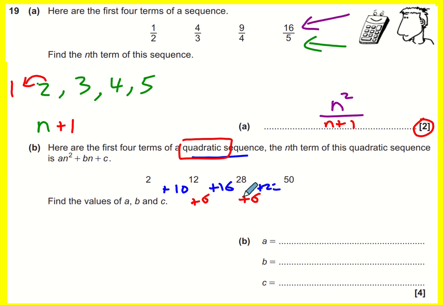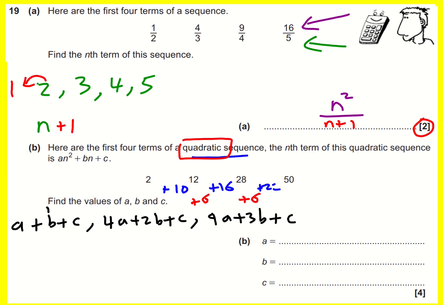We're going to use this information because now we are going to write down the sequence in terms of a, b, and c. So when n is 1, I'm going to substitute that in, and I'm going to get a plus b plus c. When n is 2, I'm going to get 4a plus 2b plus c. And when n is 3, I'm going to get 9a plus 3b plus c. That's my sequence in terms of a, b, and c.